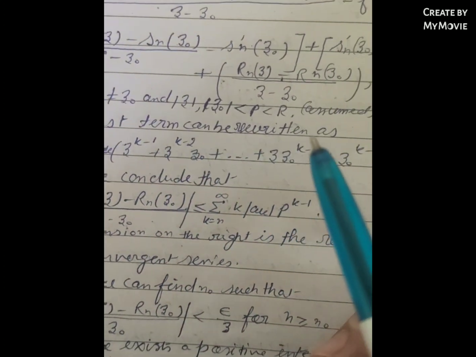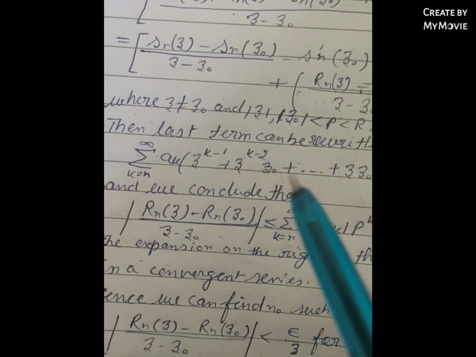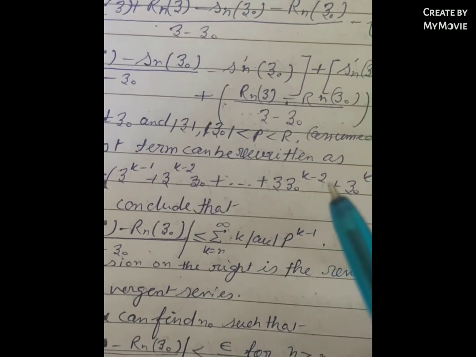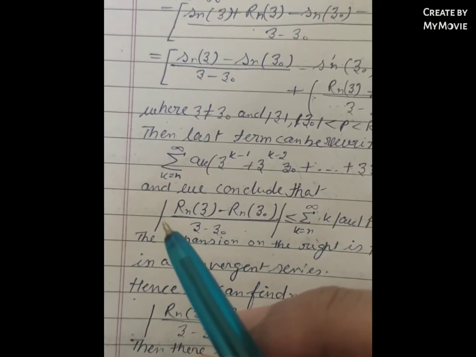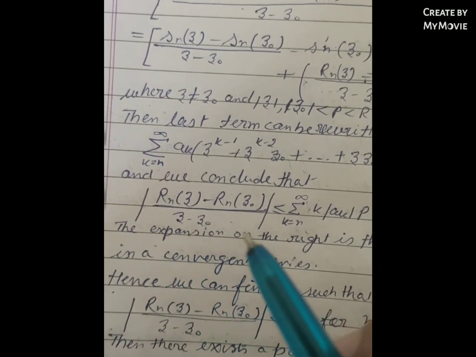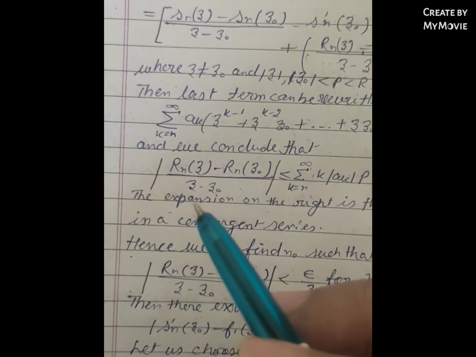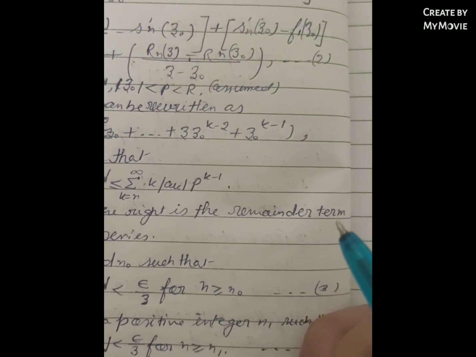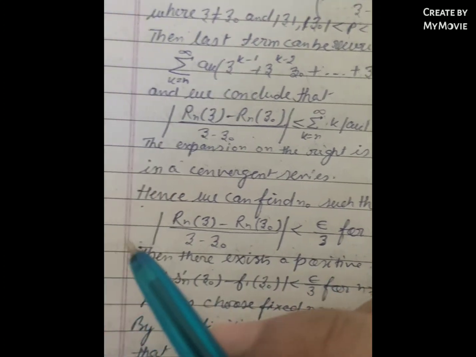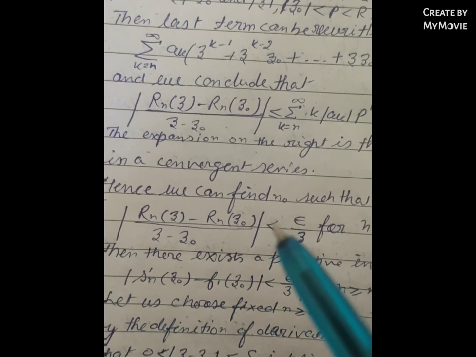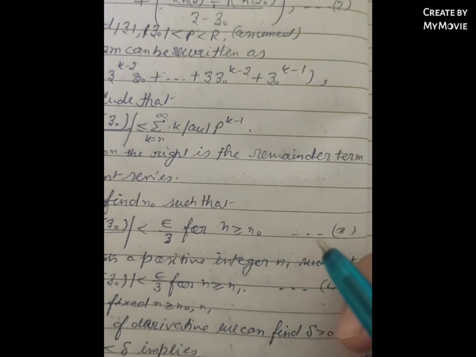The last term can be rewritten as the sum over k varying from n to infinity of a_k times (z^{k-1} plus z^{k-2} z_0 plus and so on plus z z_0^{k-2} plus z_0^{k-1}). And we conclude that modulus of (R_n(z) minus R_n(z_0)) upon (z minus z_0) is less than the sum over k from n to infinity of k modulus of a_k rho^{k-1}. The expansion on the right is the remainder term in a convergent series. Hence, we can find n_0 such that modulus of (R_n(z) minus R_n(z_0)) upon (z minus z_0) is less than epsilon upon 3 for n greater than or equal to n_0, equation 3.